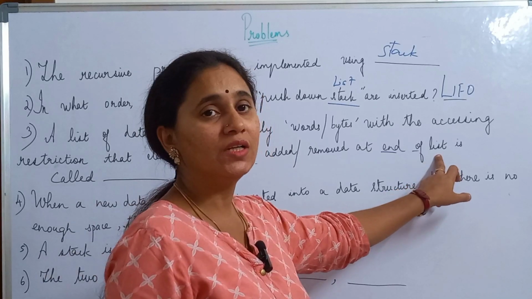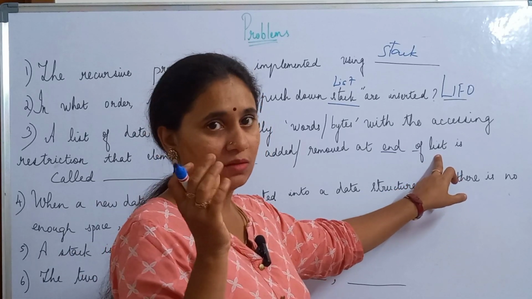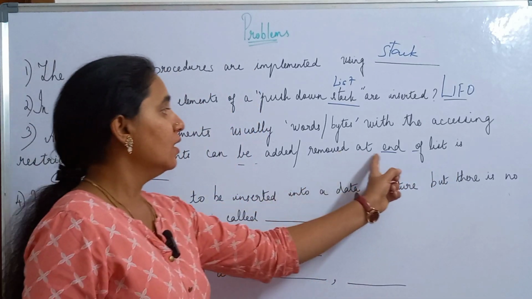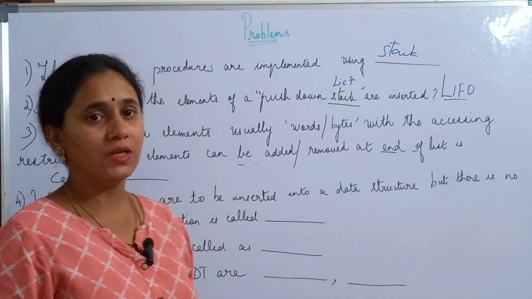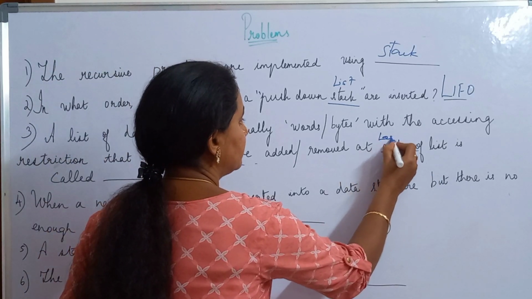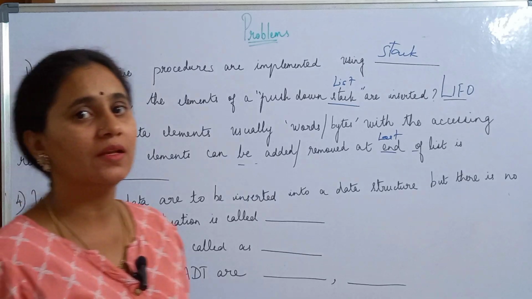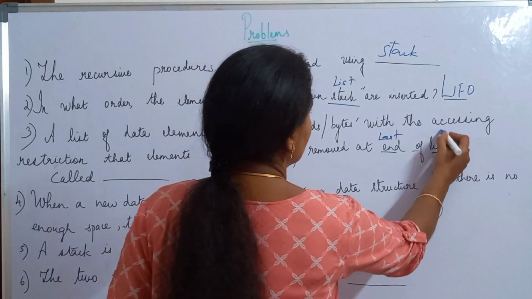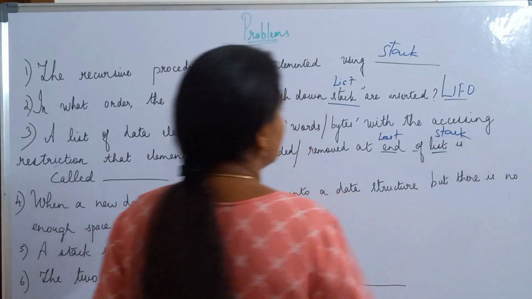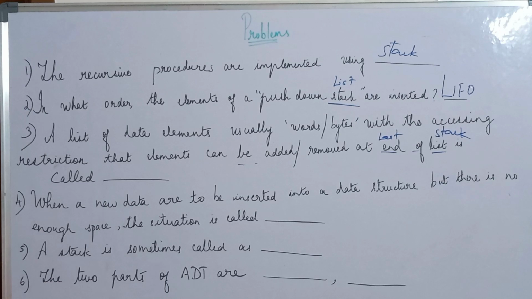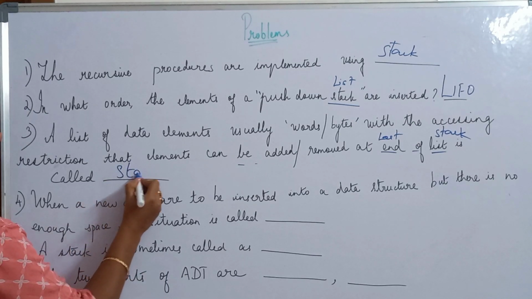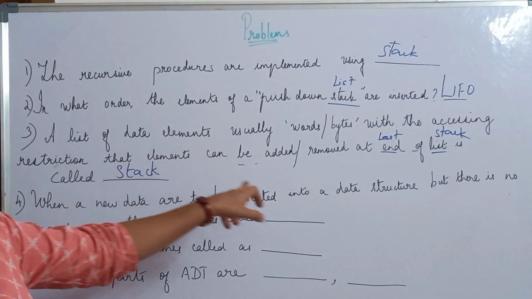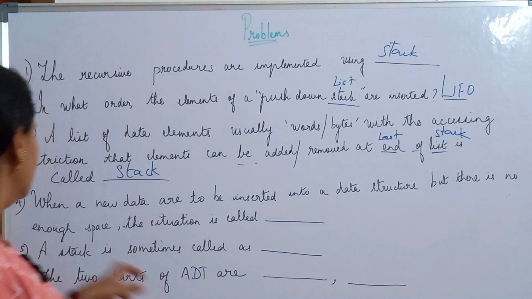A list is given here in a general word, so you must understand what the name of the list will be. The end of the list means the last, so we can insert or delete an element only at the last stage. So what does the list refer to? It refers to a stack. The answer is stack. Clear? Please understand the question and then answer. Now see the next one.